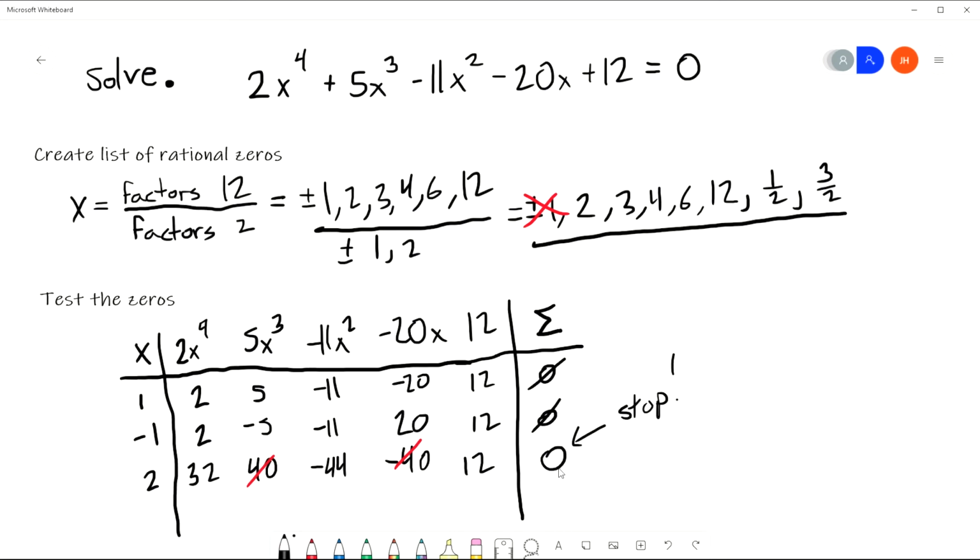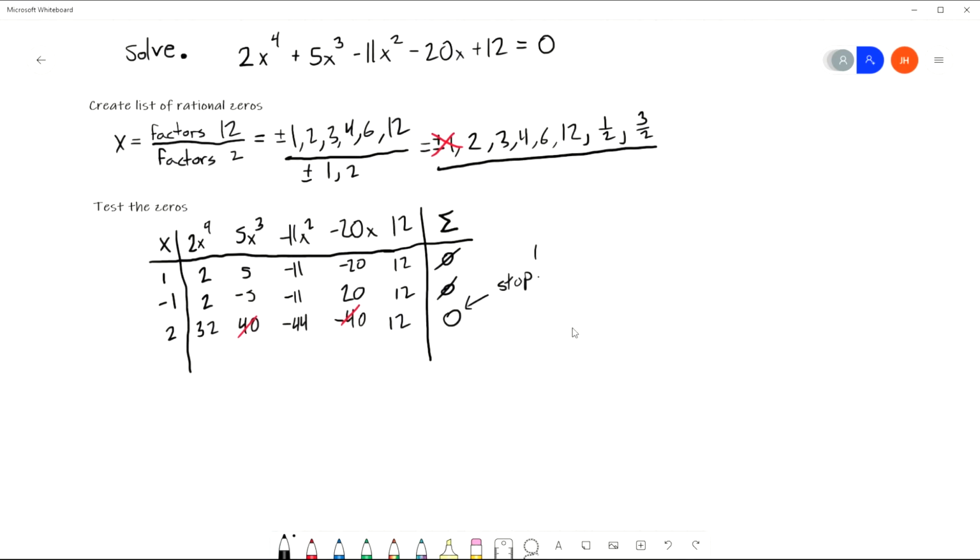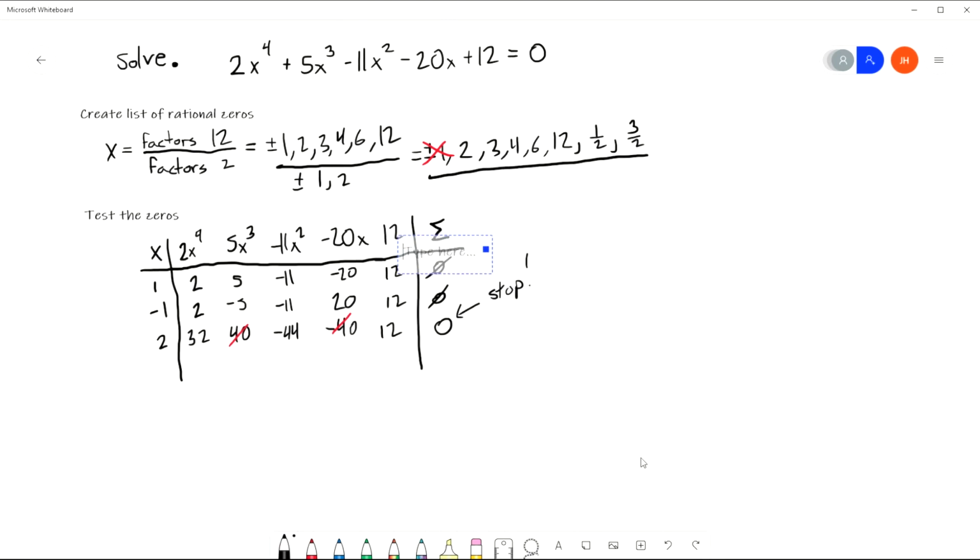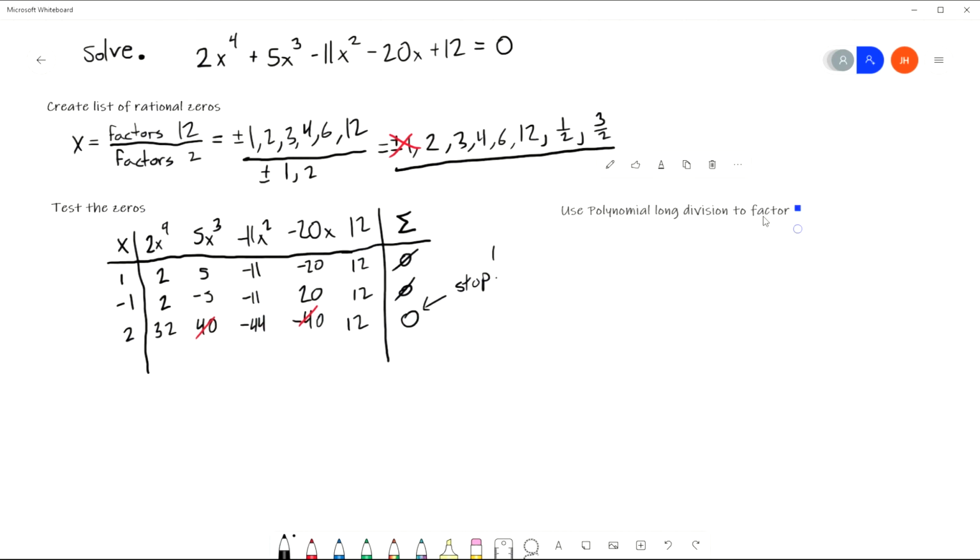Now that I have a 0, which works, I am going to factor it out of my polynomial, right? So I'm going to zoom out a little bit so I have more space. And what are we going to do? We are going to use polynomial long division to factor, just to factor. That's what we're doing. What is the factor which makes x equal to 0? It's x minus 2, right?